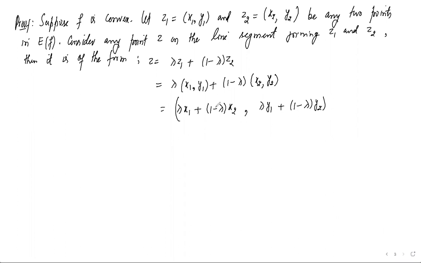Okay, now this is a line segment joining any 2 points of E of f. Now we will show that this line segment lies entirely in E of f. For that, we need to show the condition f of x is less or equal to y. So here we will show that f of lambda x1 plus 1 minus lambda x2 is less or equal to lambda y1 plus 1 minus lambda y2, proving that the set is convex.